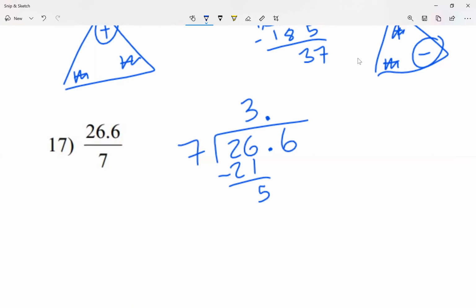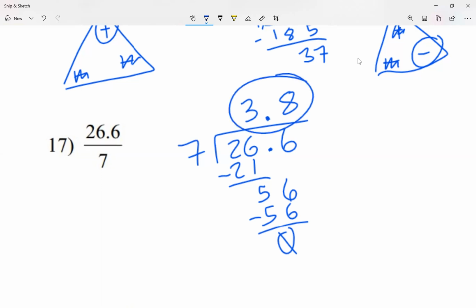Good. Let me bring down the next number. So now I'm thinking 7 into 56. I know my times tables of 7. I know 7 times 8 is 56. Oh, I guess that gives me a perfect answer, right? 7 times 8 is 56. So I got the perfect number without going over. My remainder is 0. Now, when I take a look at my signs, they were both positives to begin with. My answer is going to be positive 3.8.